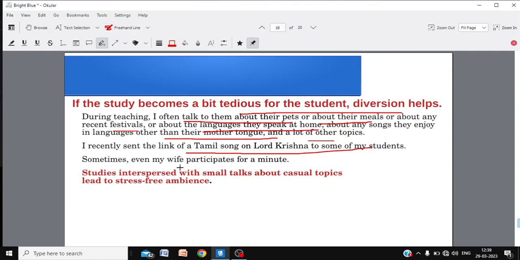Sometimes even my wife participates for a minute or two. She talks to the student, she talks to the parents. So these small talks interspersed with teaching, when you are having a little bit of diversion, lead to a stress-free ambience.